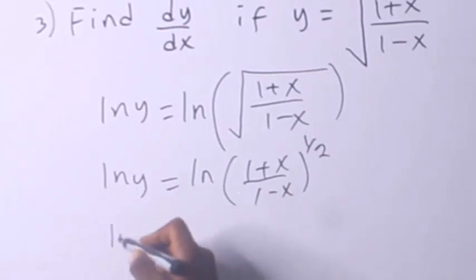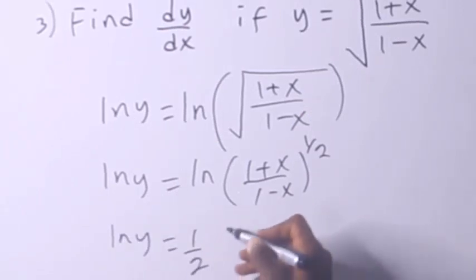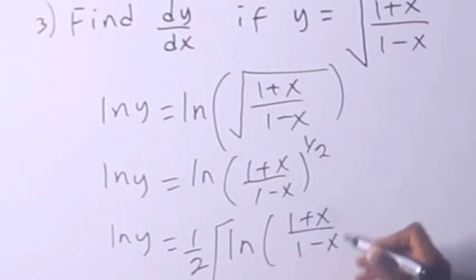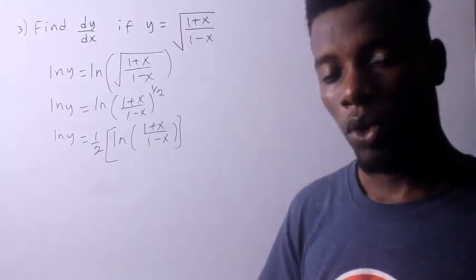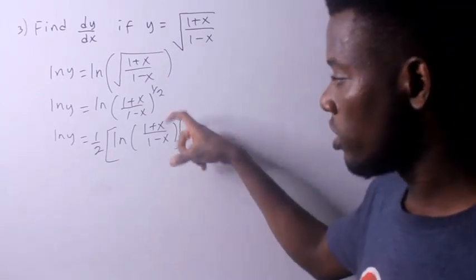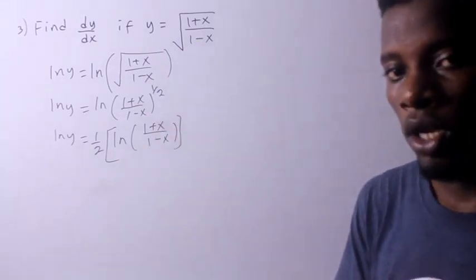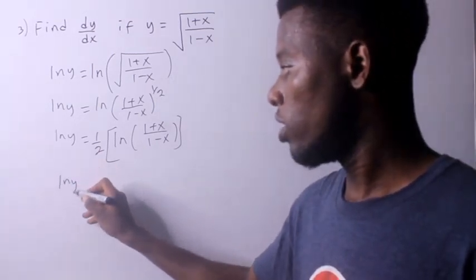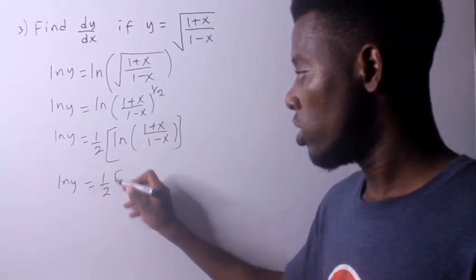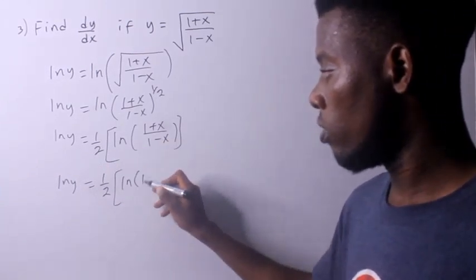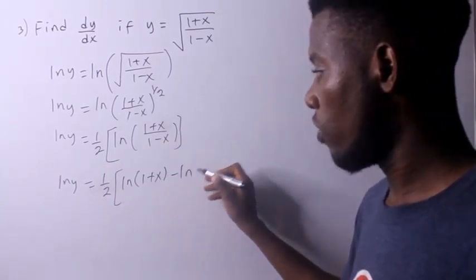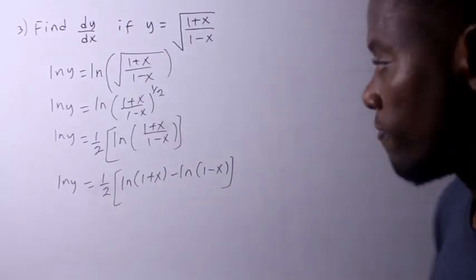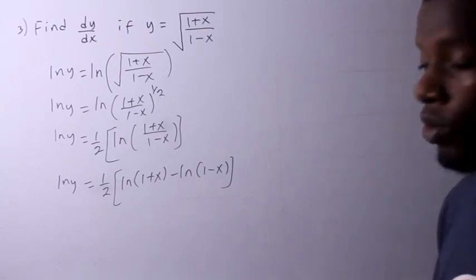I'm going to have ln of y equals half times the ln of (1 plus x over 1 minus x). Great. Now when you are dividing the arguments of a natural log, you can subtract the natural logs. So you are going to have ln of y equals 1 over 2 times the ln of the numerator, 1 plus x, minus the ln of the denominator, 1 minus x. This is the property. Now the next thing I do is to differentiate.